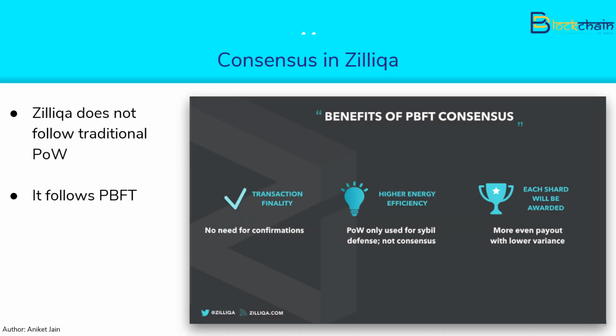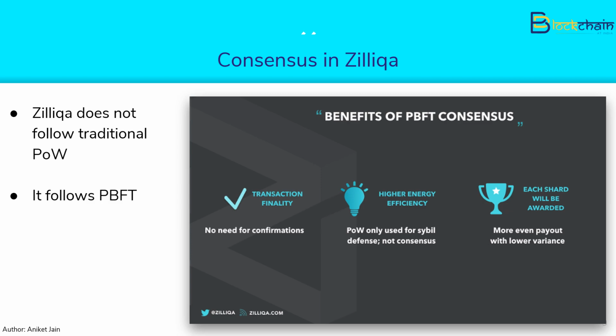Now we move on to the consensus of Zilliqa, which is a hybrid one. As we discussed, it includes POW and PBFT. The key benefits of PBFT are transaction finality and higher efficiency, since POW is used only as an entry ticket.